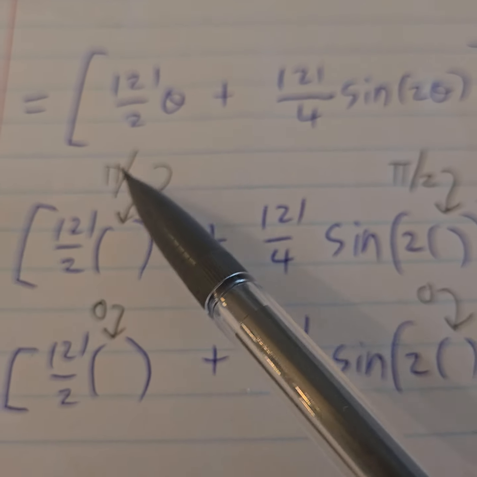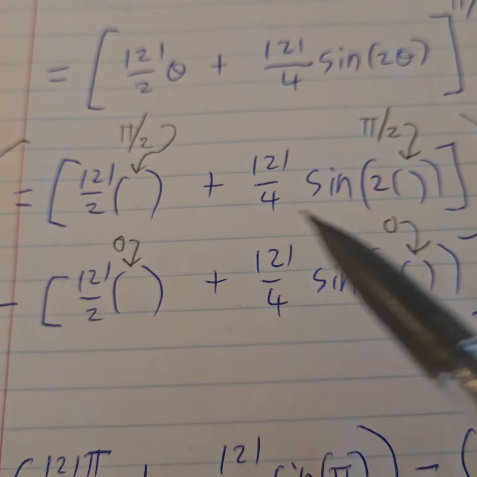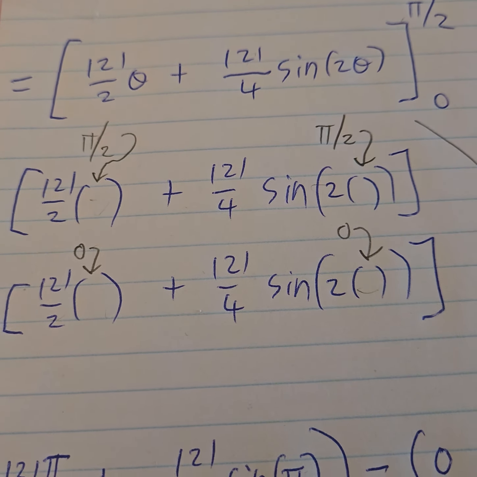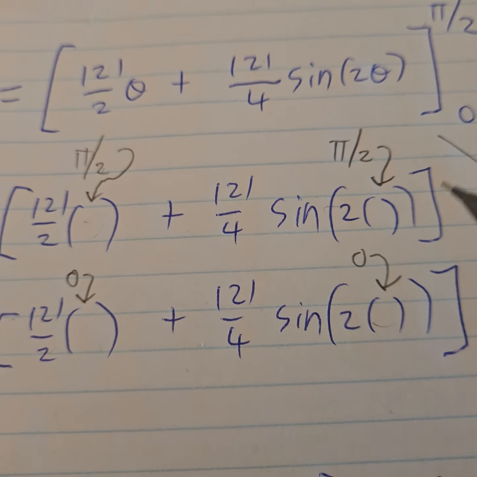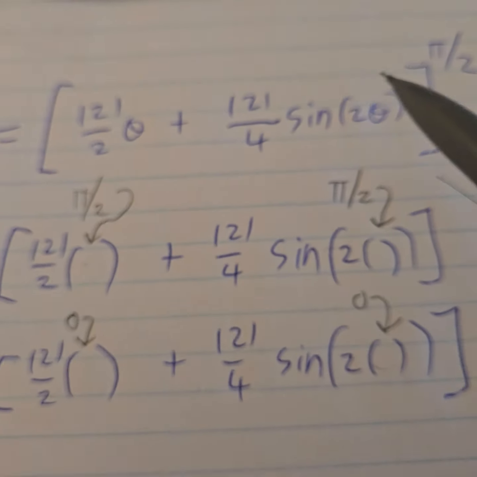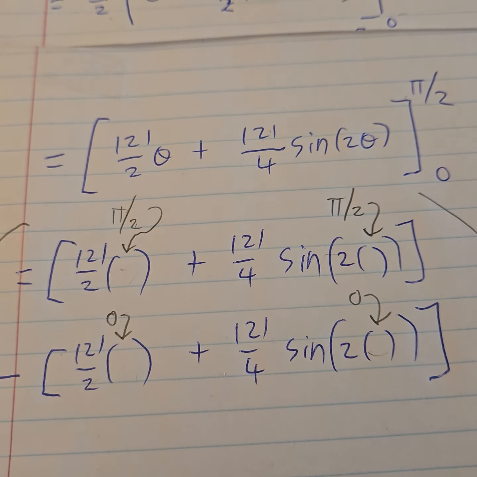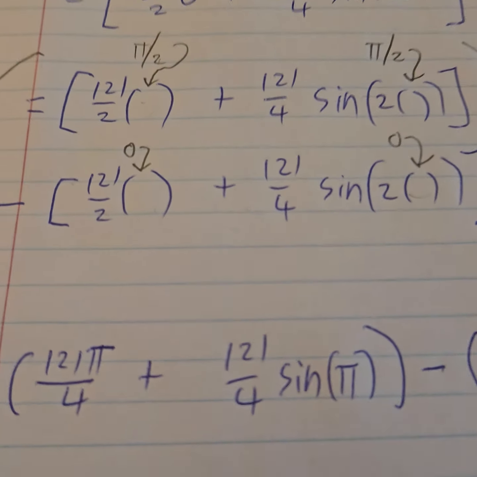I wrote it in pencil so you can see we're putting pi over 2 in there, and I'm putting 0 in there. You can see both of these two equations are exactly identical, except I'm plugging in a different number for theta. And they are both identical to this equation, except there I had theta, and there I'm substituting either pi over 2 or 0 for theta.